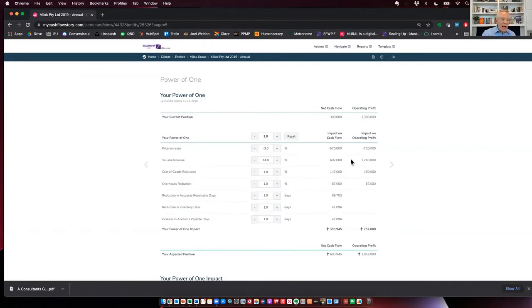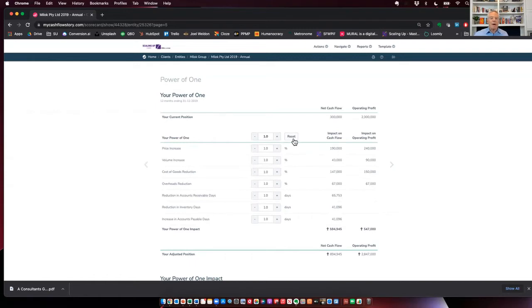So my point, when I show this to my clients, it's a game changer because they never realized the impact that pricing was having on their profitability and on their cash flow. But let's get back to MyLock for a minute.